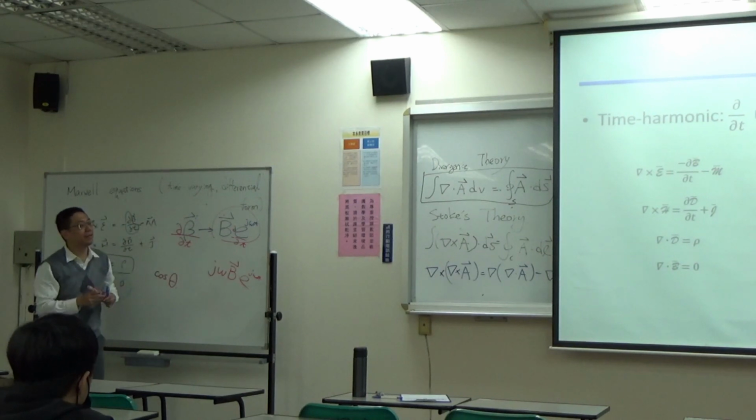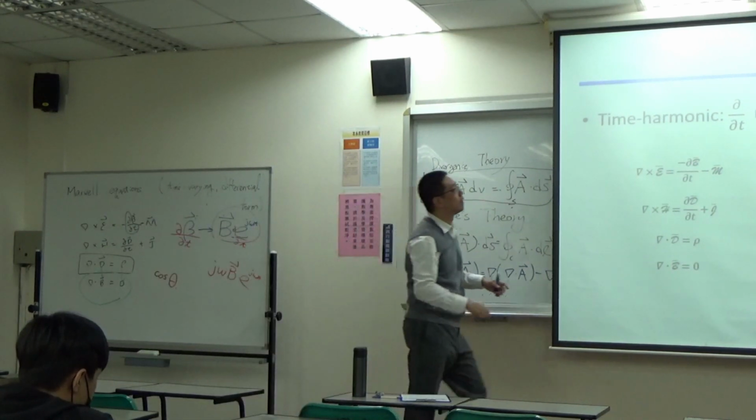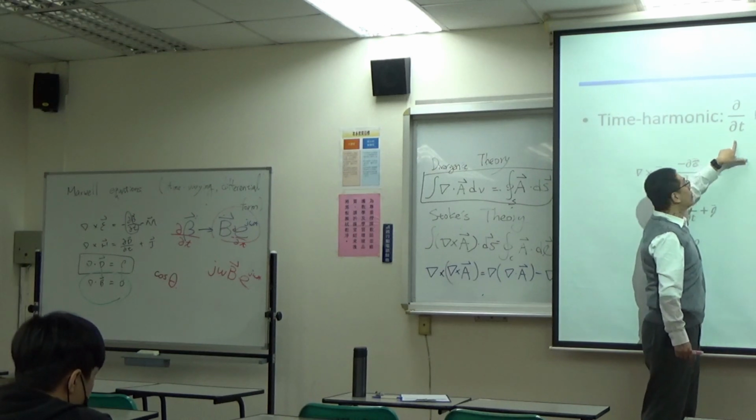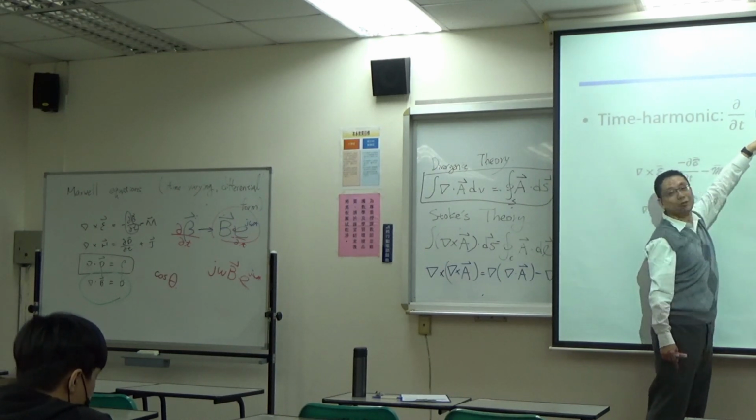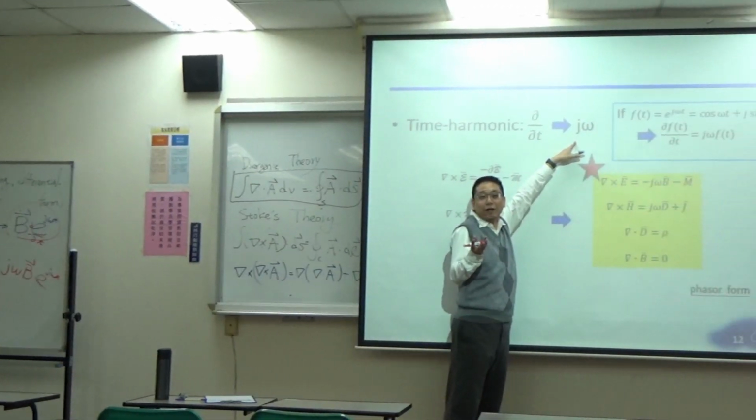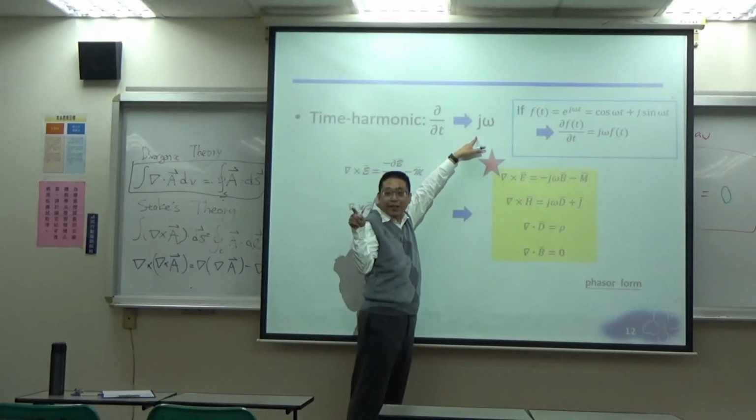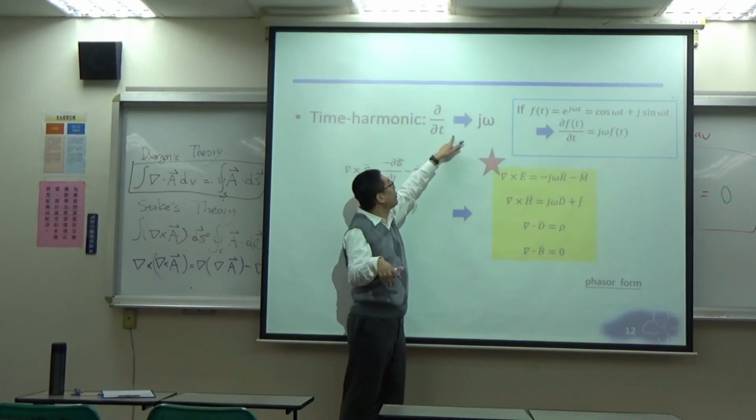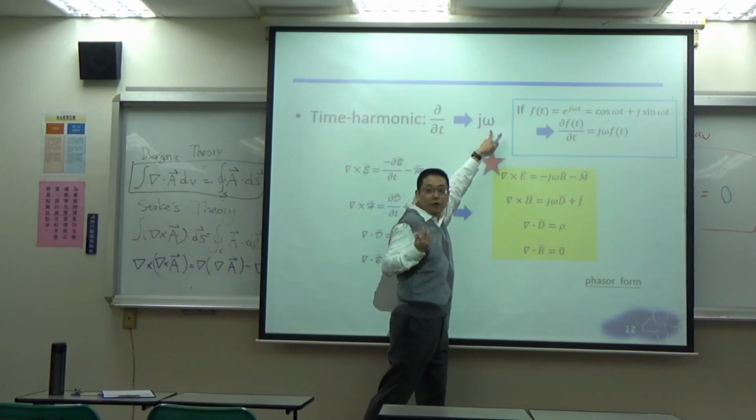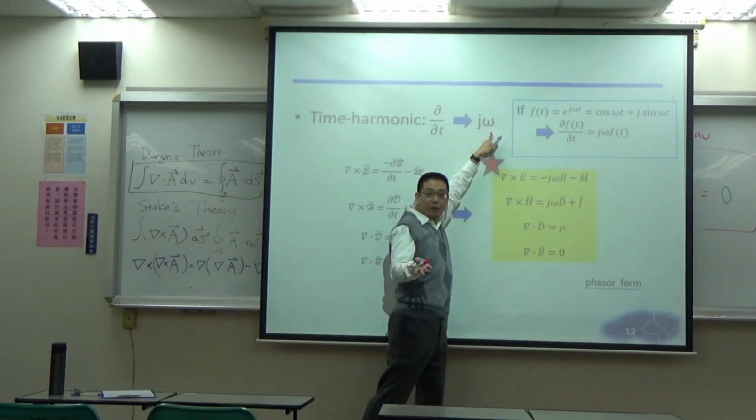It looks like your partial differential with respect to t equals j omega, because your t function has only exponential j omega t. So you can directly change this term to this term for your time harmonic case.